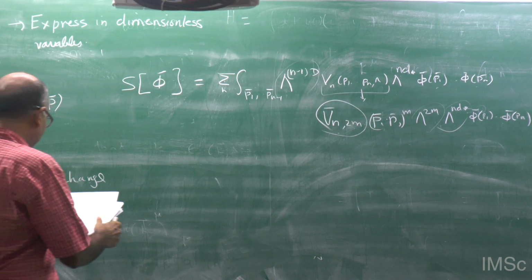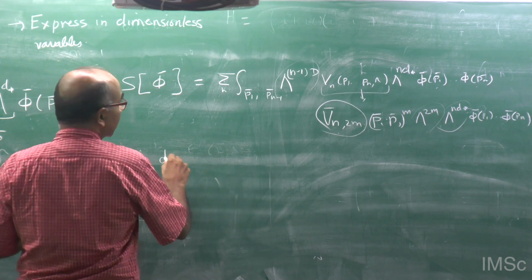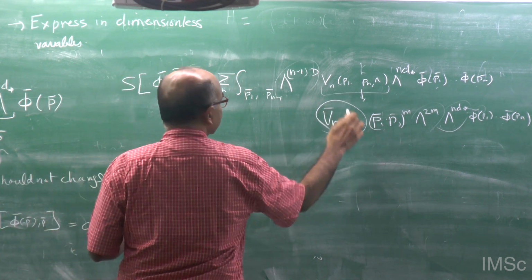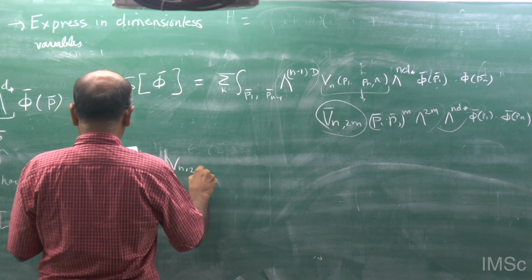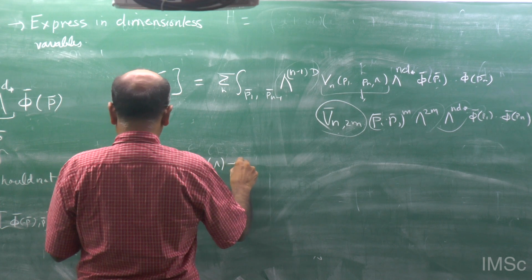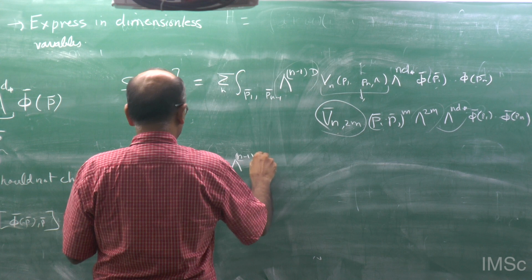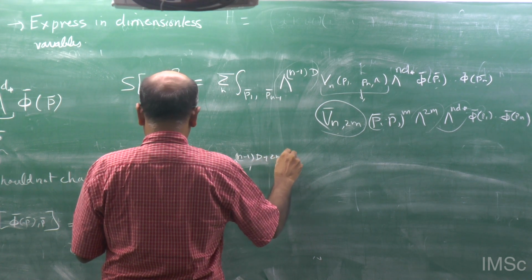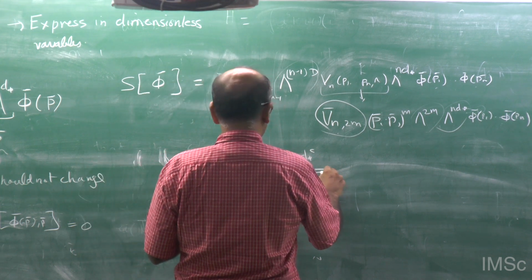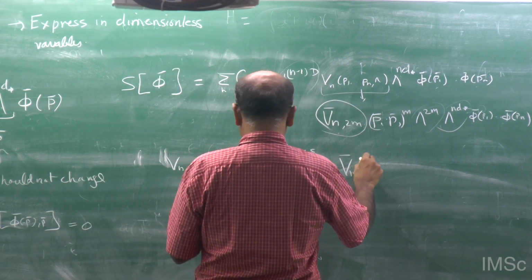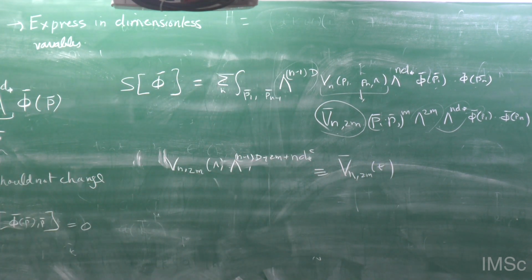Okay? But when you do dS by d phi, what's the connection between this and that? I'll just write that down. So v n 2m lambda is lambda times lambda to the power of n minus 1 d plus 2m plus n d phi c. This we can define as the dimensionless. That's all. That's what it is.